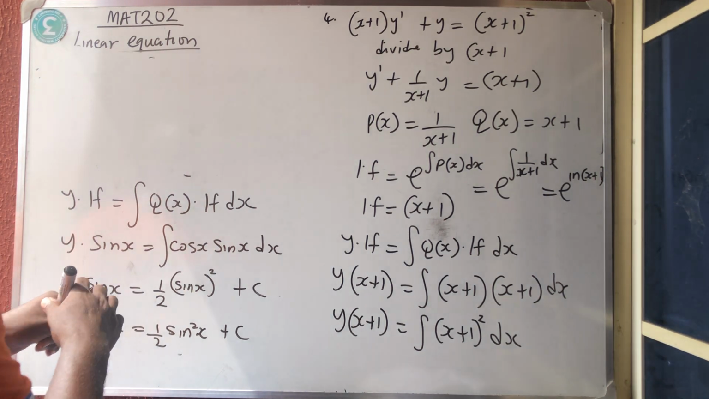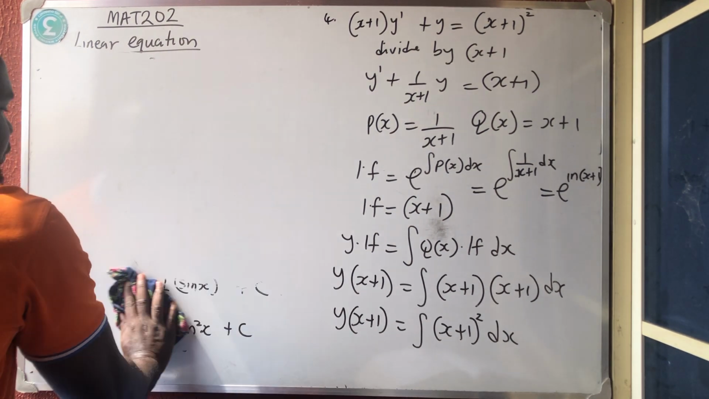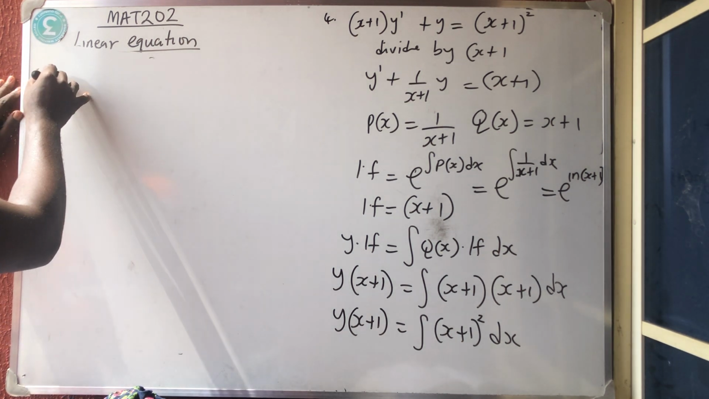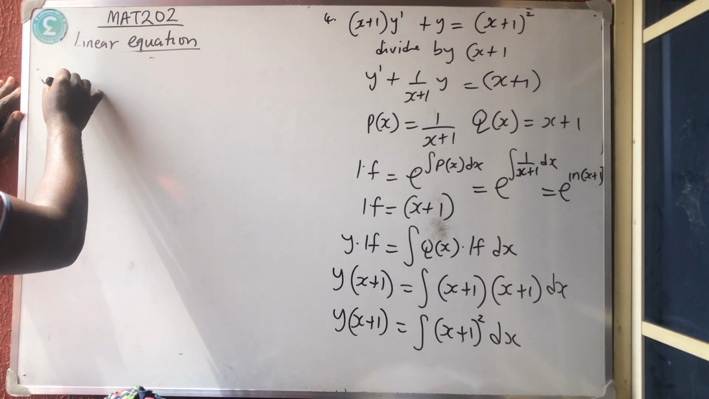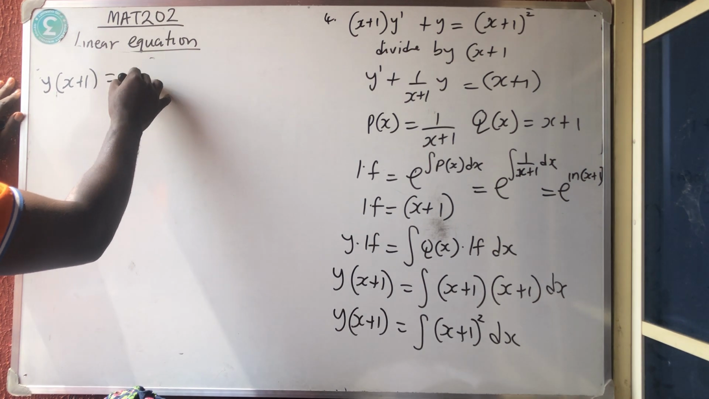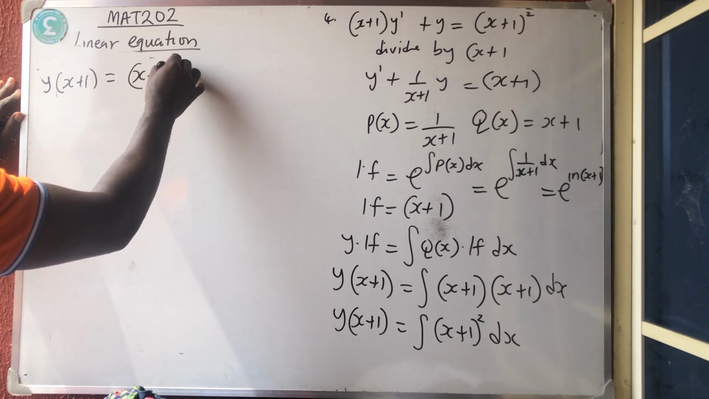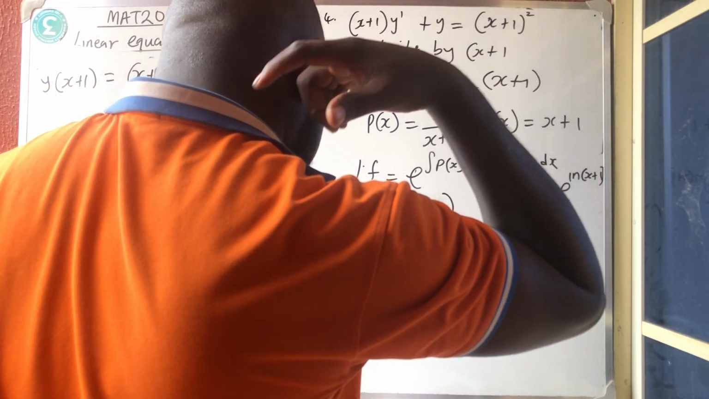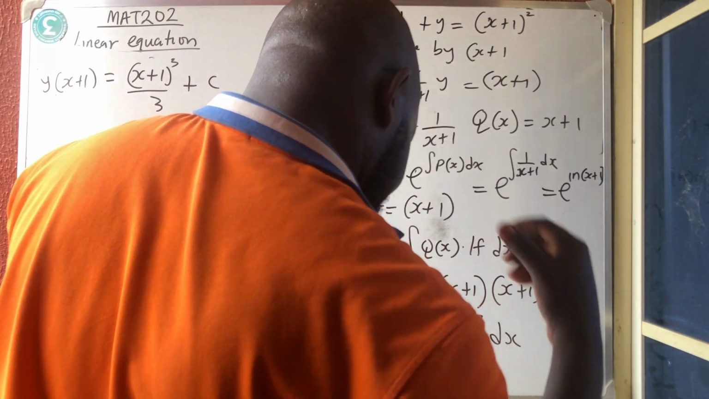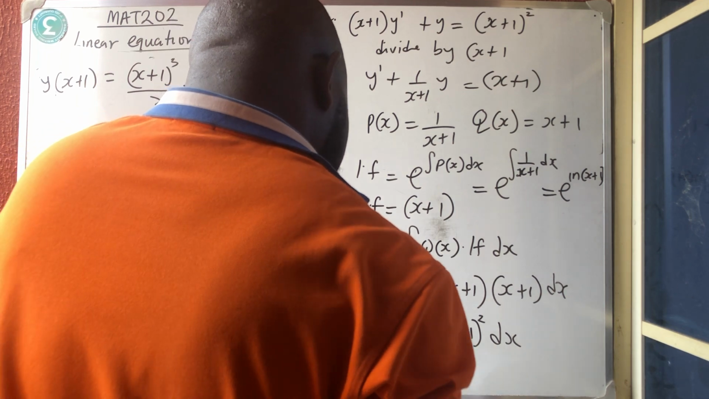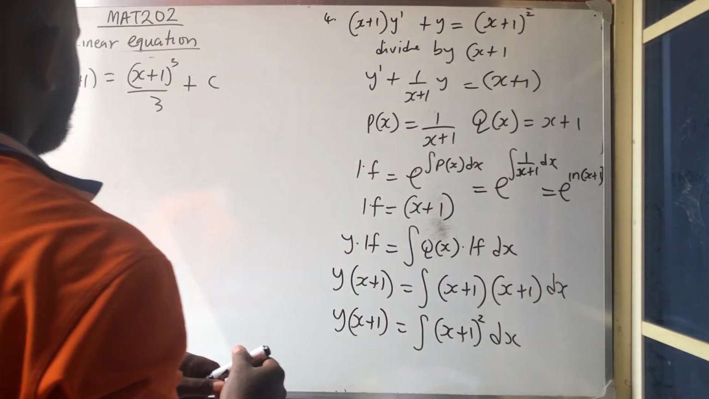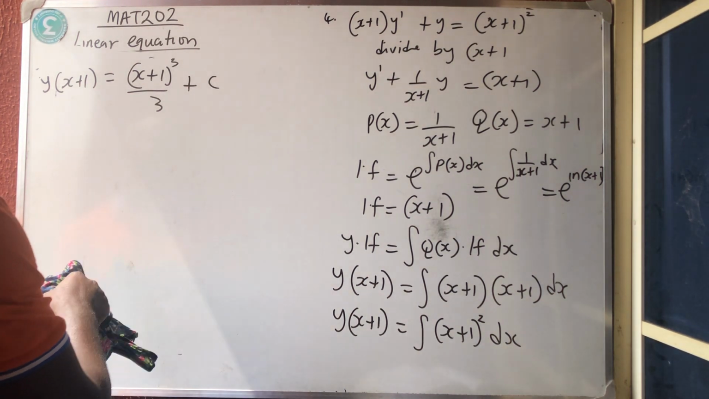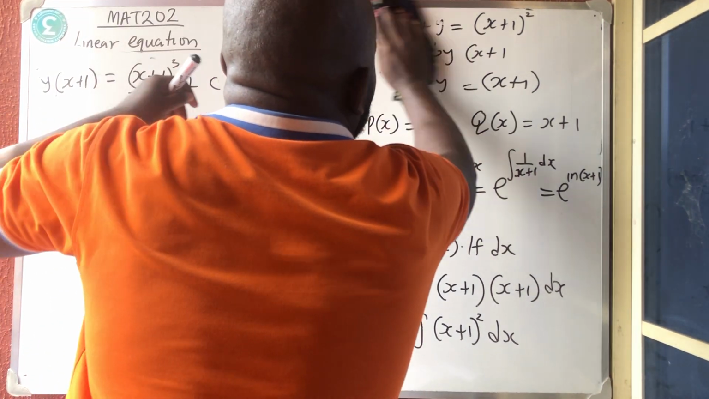If you don't know how to integrate this, you can open the bracket. So I'm having y times x plus 1 is equal to x plus 1 all raised to the power 3 over 3 plus the constant. Okay, so that is that for that. The next question, number 5.